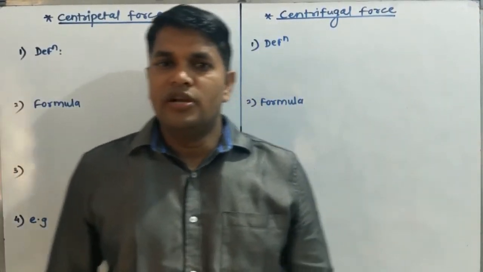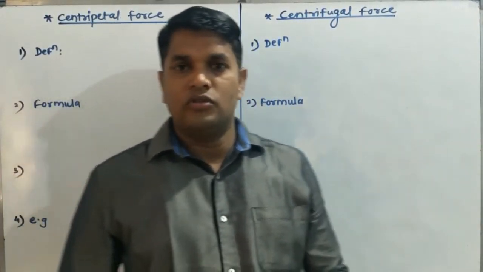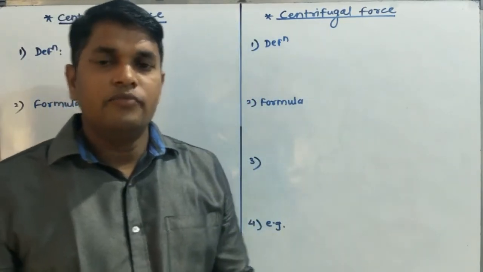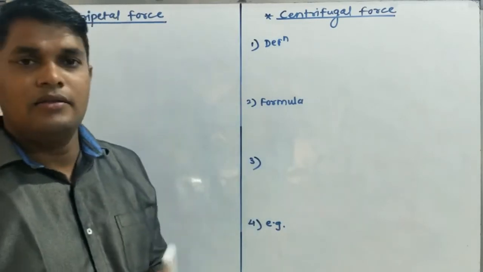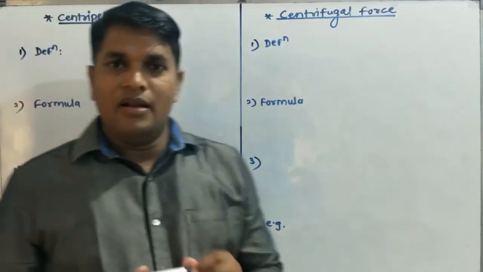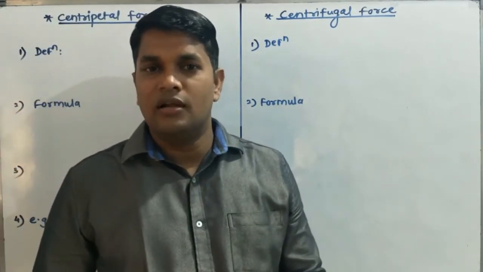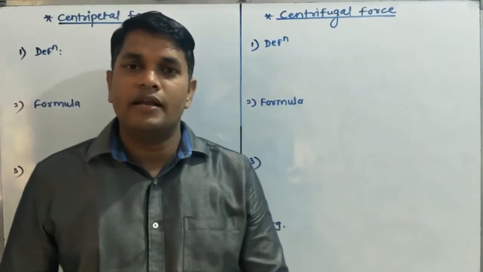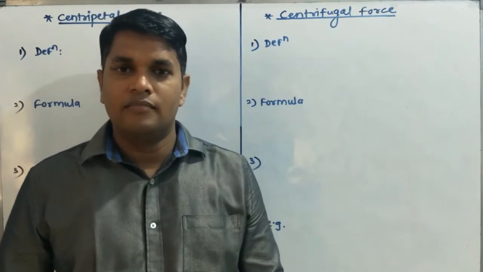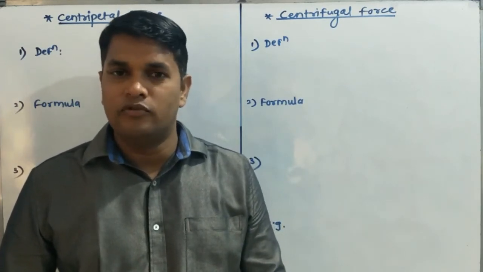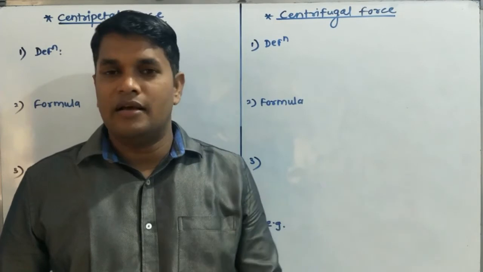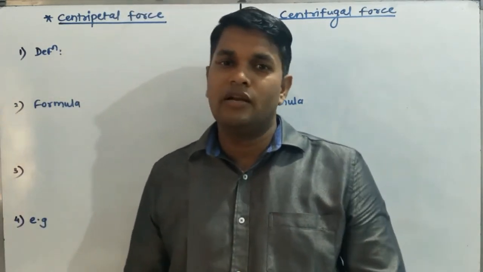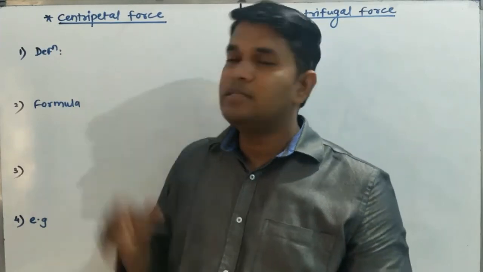The next concept is centripetal force and centrifugal force. We have to write the difference, or the question is asked separately. First is centripetal and second is centrifugal. Centripetal means toward the center of the circle. So the definition of centripetal force is the force which is directed toward the center of the circle. Understood? A force whose direction is toward the center, that force is called a centripetal force.